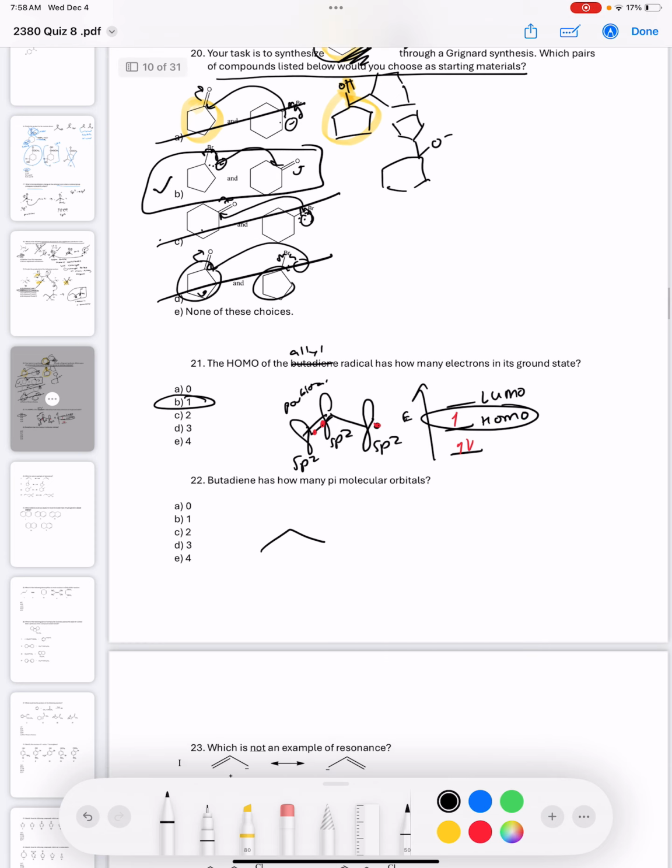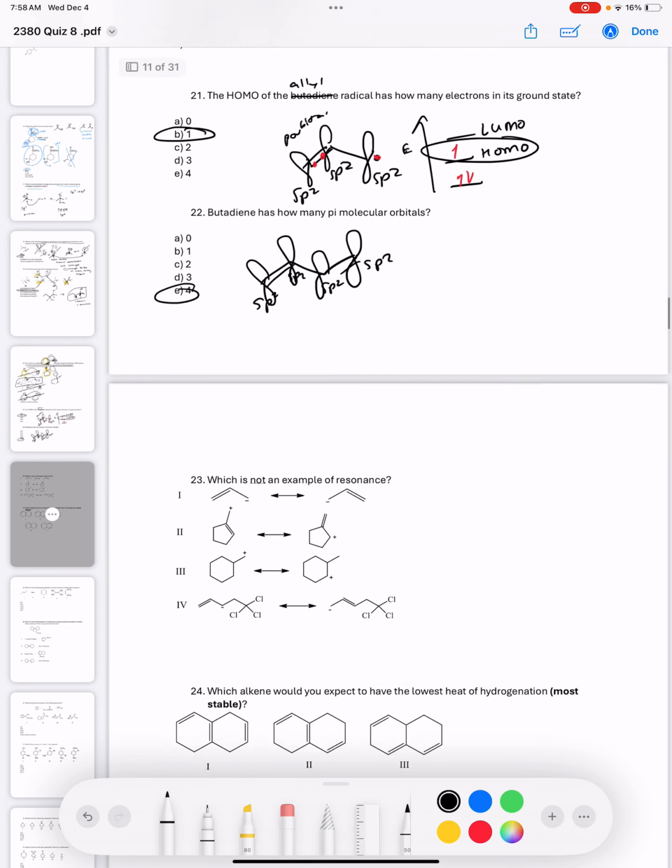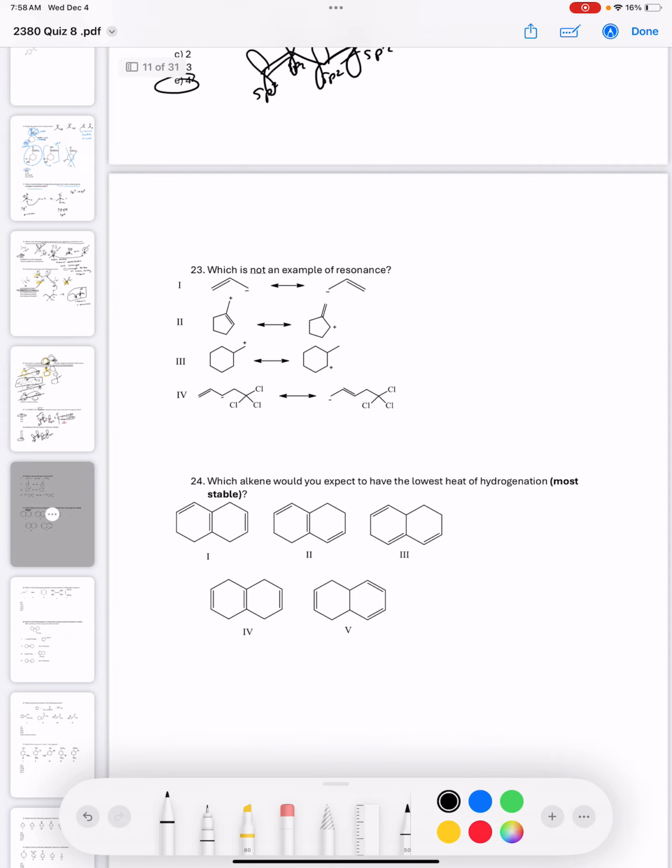And then the next question is how many pi orbitals are in butadiene. So there's sp2 at each of these locations, so each one of these has a p orbital left over. So there's 4 p orbitals in that. And there's definitely questions on that on your homework where we did conjugated systems, and on tests as well.